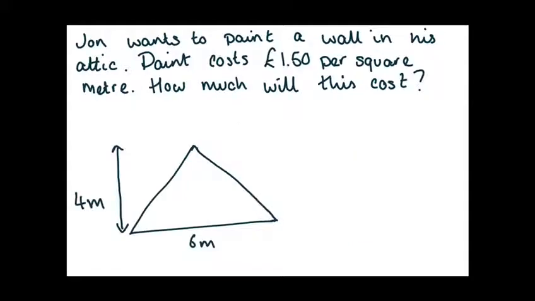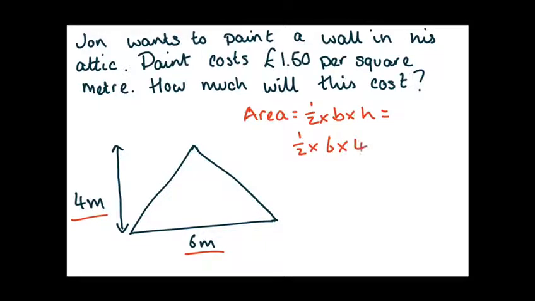So now if you have a go at this one yourself, and I'll go through it in a second. Okay, John wants to paint a wall in his attic. Paint costs £1.50 per square metre. How much will this cost? So again, we need to find our area first. So I have a base of 6 and a height of 4. So I'm going to say area equals half times base times height, and that gives me half times 6 times 4, which is 12 metres squared.